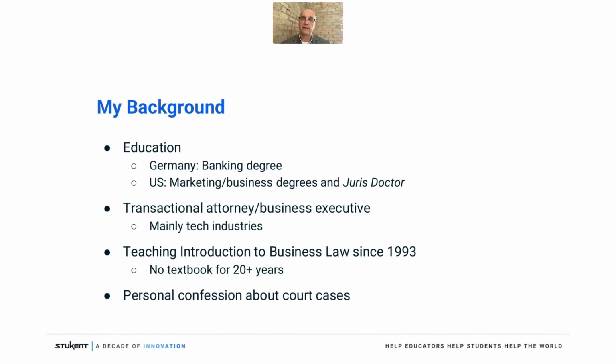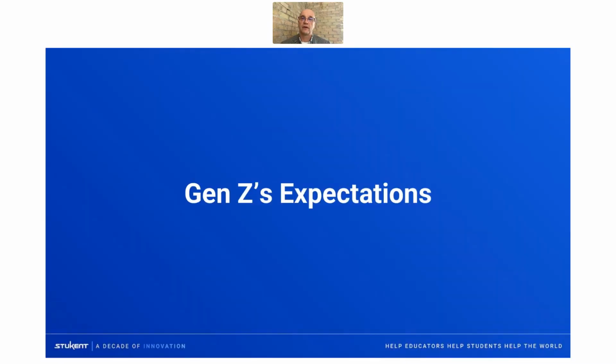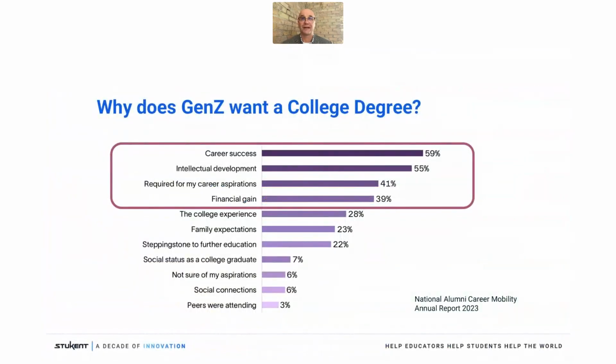So that's why I believe it's so important to really look at Gen Z's expectations to see, what do they need and how do we teach? And the funny thing is that their expectations are basically exactly what we expected and what we probably should have looked at even in prior generations. So simple statistics here, right? We're professors, we have to talk numbers and stuff. So why does Gen Z even want a college degree, right?